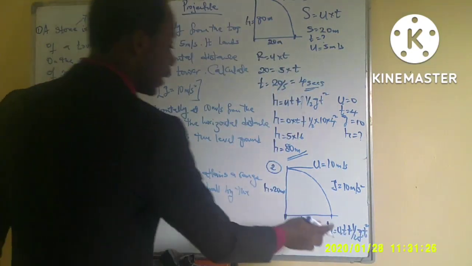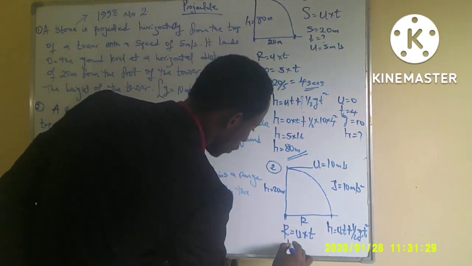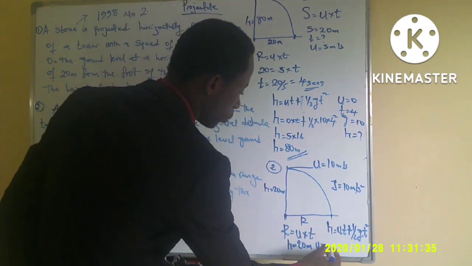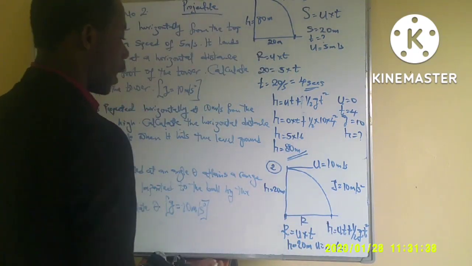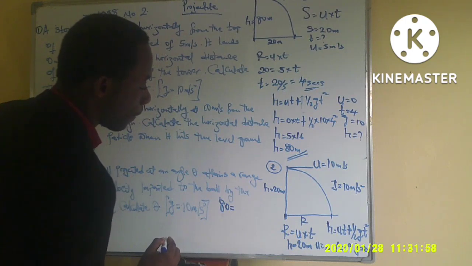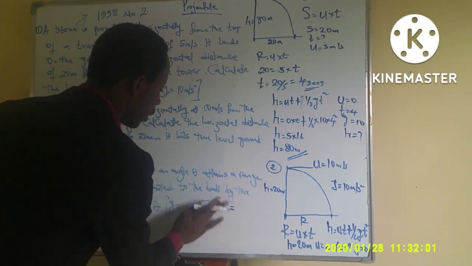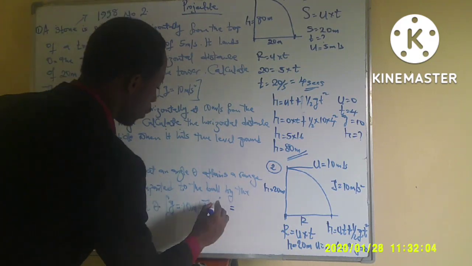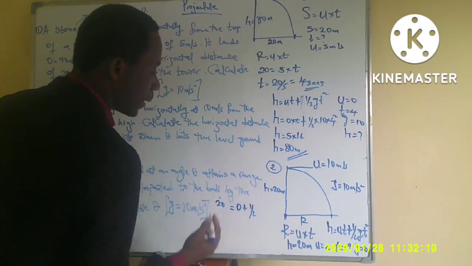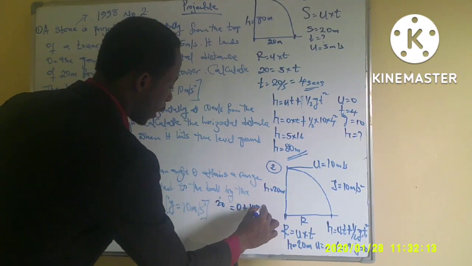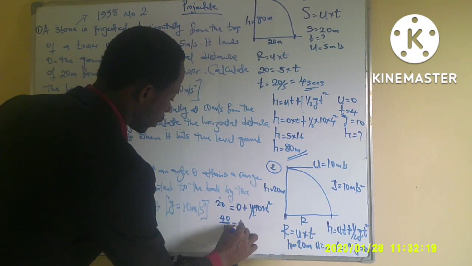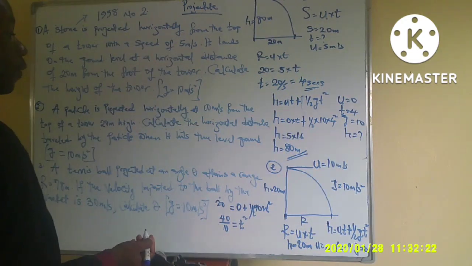Are you getting it? So when h is given to us, we have h equal to 20 meters. Our u, when we're talking about height, is 0. H is 20, given as the height of the tower. So 20 is equal to 0 plus 1 over 2 times g, which is 10, times t squared. At the end we have 40 divided by 10 is equal to t squared. So 40 divided by 10 gives us 4.